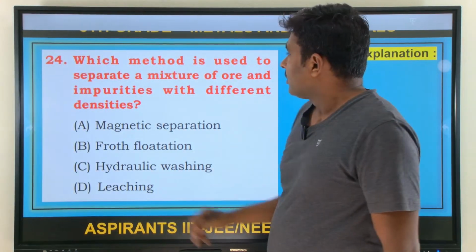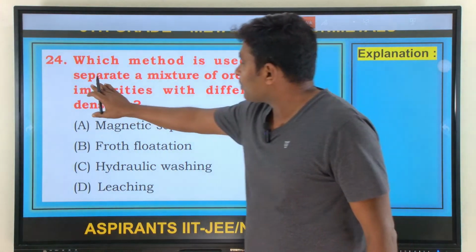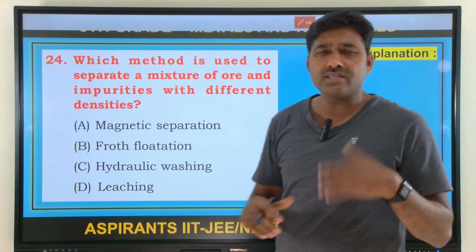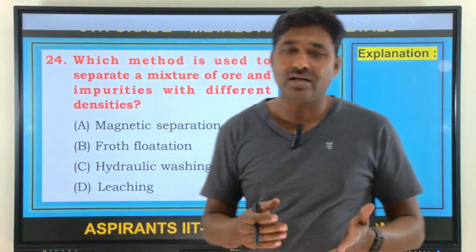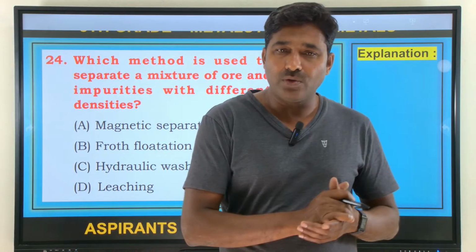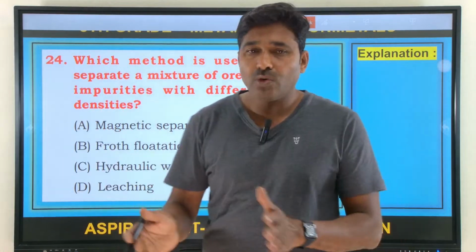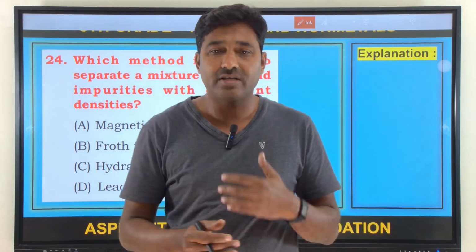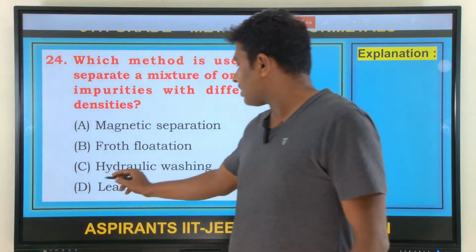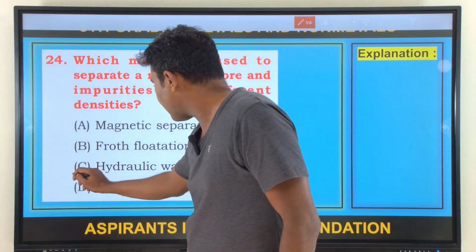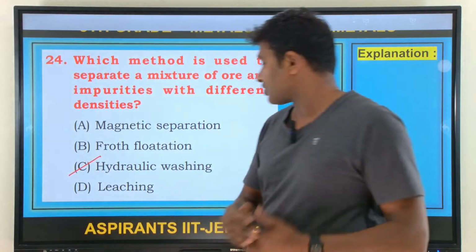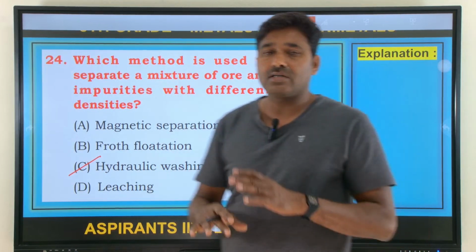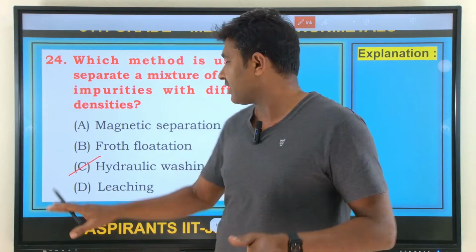Which method is used to separate a mixture of ore and impurities with different densities? There are different separation techniques we use in metallurgy to separate impurities from the ore. But here the condition is that the ore and the impurity differ in their densities. In such cases, what kind of separation technique are we going to use? Simple: hydraulic washing. Here the impurity and the ore have different densities, and that is when we use hydraulic washing.